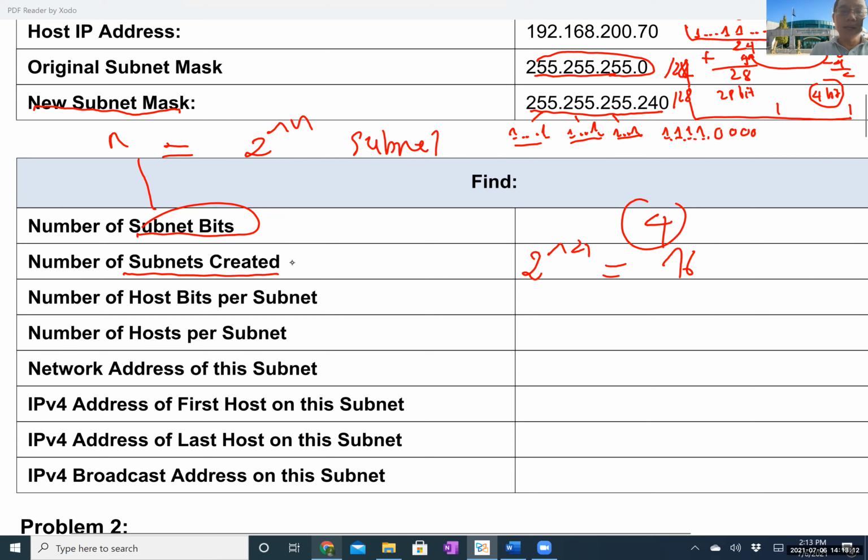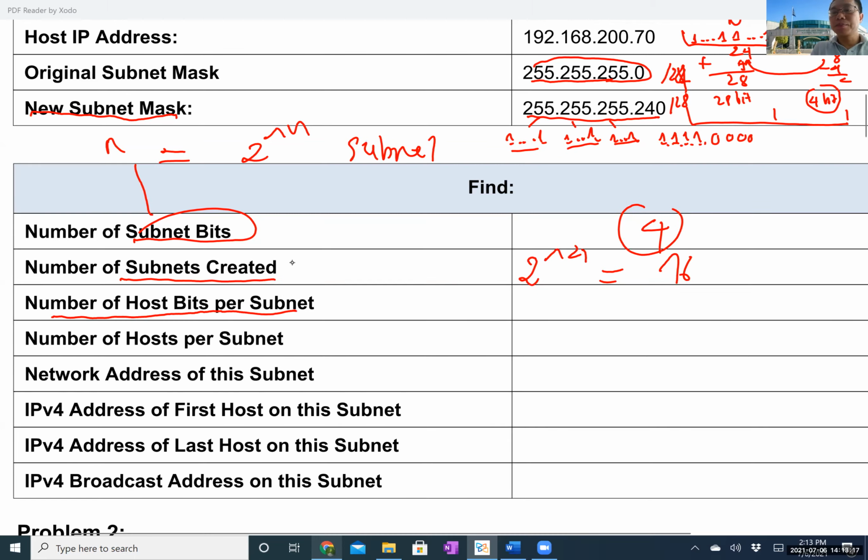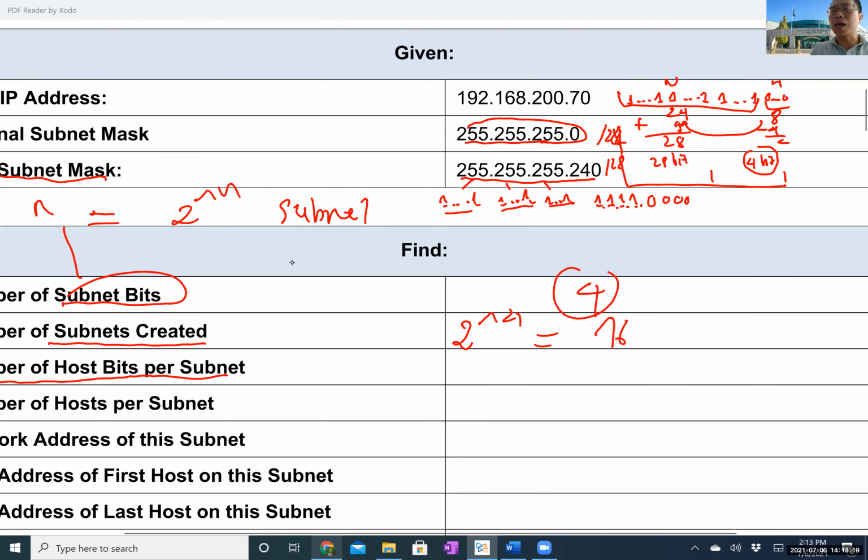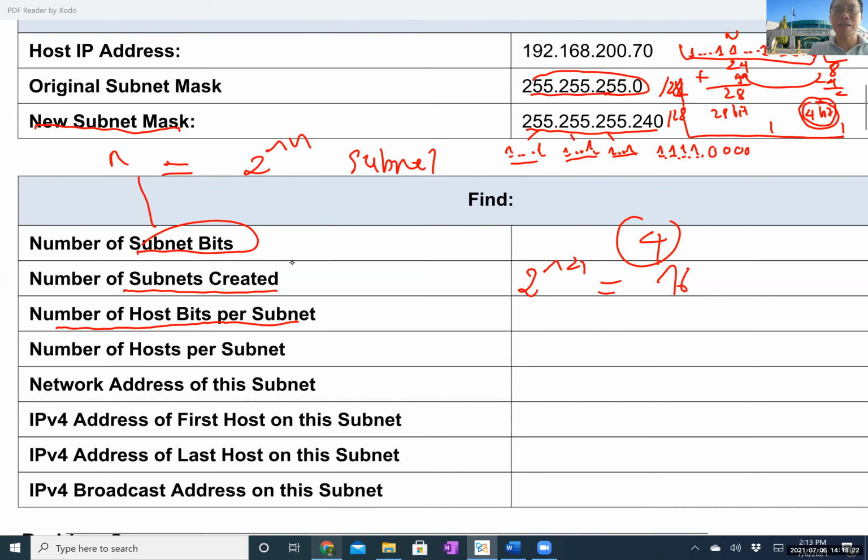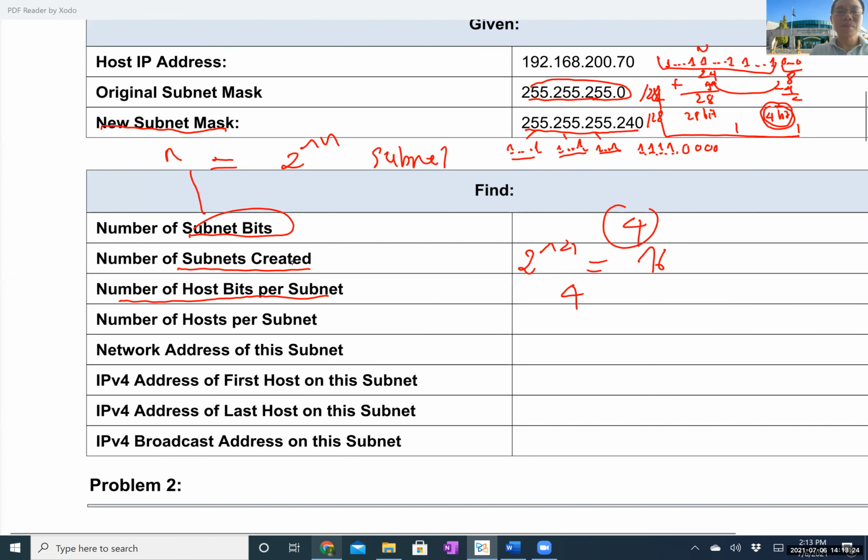All right. So number of host bits per subnet. You see, for this one, you have slot 28. That means you only have 4 bits left in the host portion, right? Now, if you have 4 bits in the host portion, how many hosts per subnet do you have? The second formula here. So we have 14 hosts per subnet.